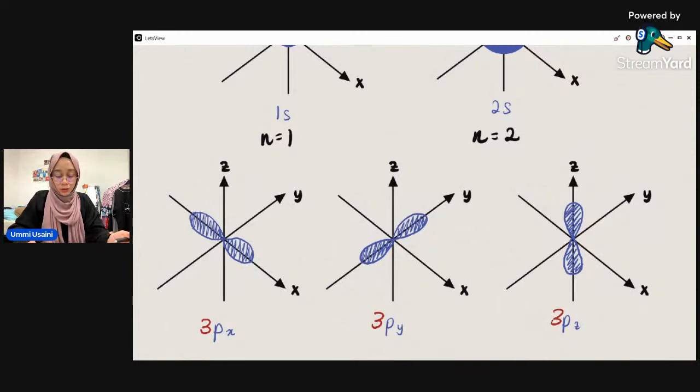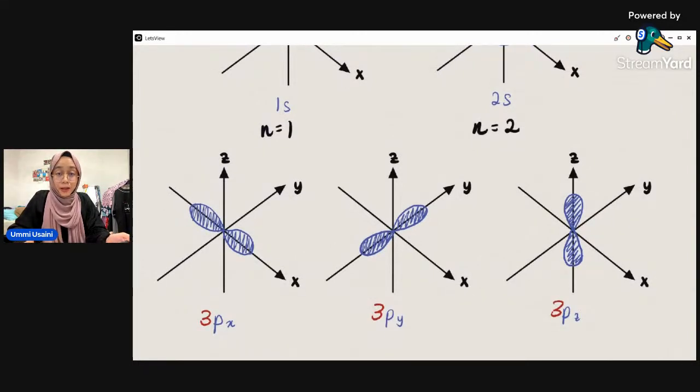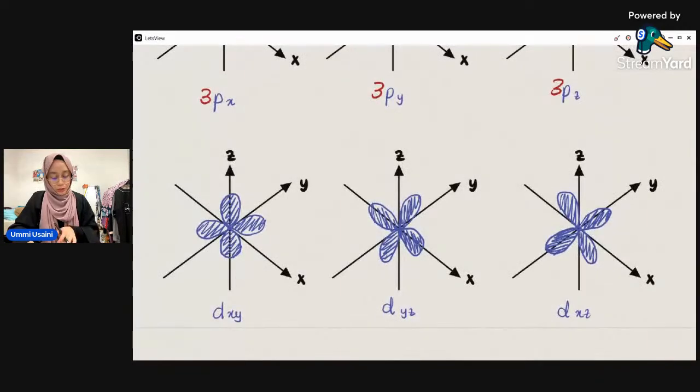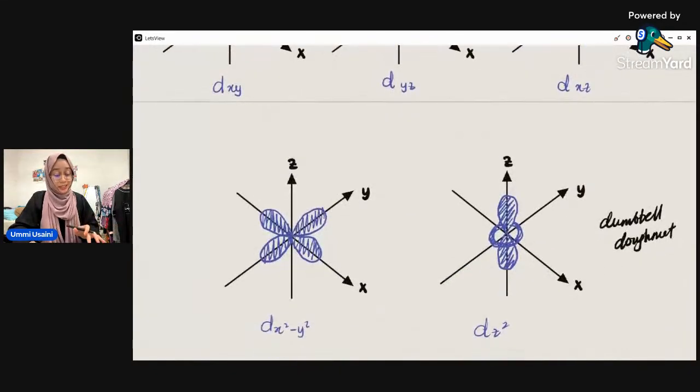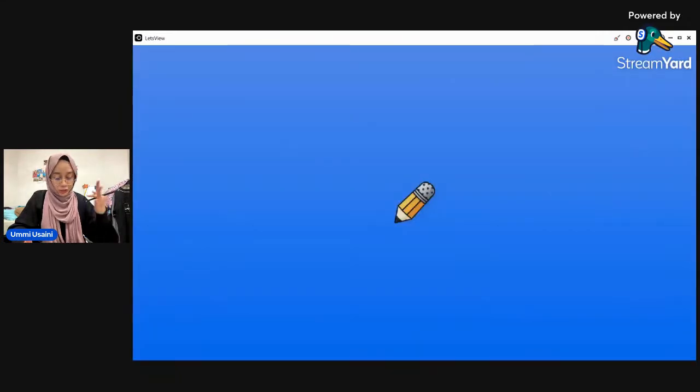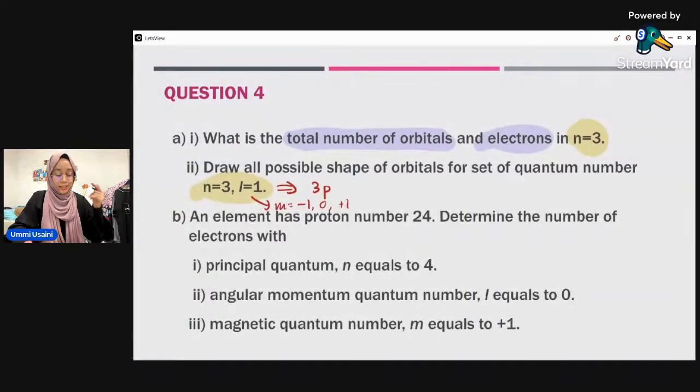Sebab dia minta draw all possible. So semua ketiga-tiga ni kamu kena draw lah. Imagine dia minta n equals to 3 je, kamu kena lukis semua lah. Kamu kena lukis 3s, and then 3px, 3py, 3pz, and also 3dxy, 3dyz, 3dxz, including 3dx squared minus y squared, and also 3dz squared. Luckily, the question specifically asks for 3p orbitals only. So only 3 shape of orbitals yang kamu kena lukis. Okay, so Miss draw semula, okay? So lukis 3 tu tadi. Okay, so there are 3 possible shape of orbitals for the set quantum number n equals to 3 and also l equals to 1 here.